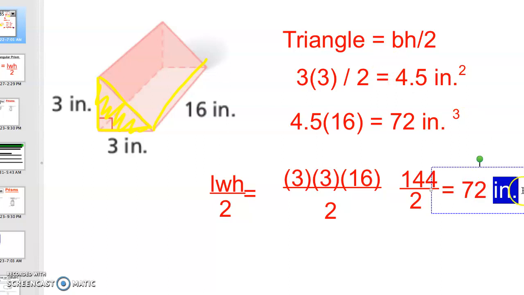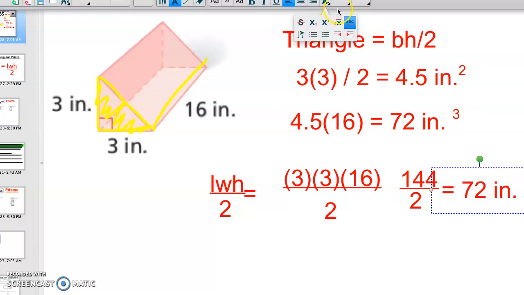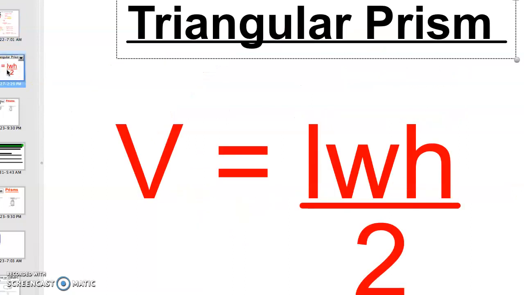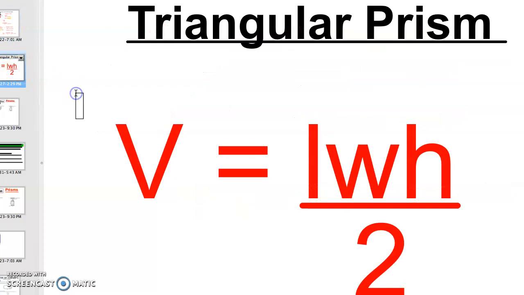You can find the area of the base and then multiply it by the height, how many layers there are, which is what we did with the rectangular prism. Or you can just use this formula, length times width times height, divided by 2. And that'll give you the volume of a triangular prism. So length times width times height divided by 2.